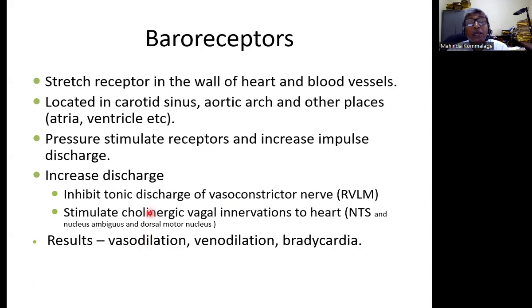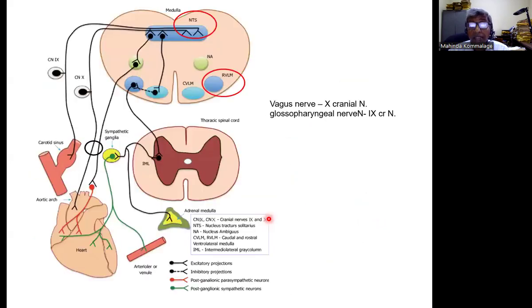So, a little bit about the baroreceptor. It's a stretch receptor located in the blood vessels in several places, and it's like a barometer. It responds to the pressure, and will increase or decrease its discharge depending on the pressure from the blood flow. Basically, it's a meter or receptor that responds to blood pressure. Right? It gives an inhibitory impulse to RVLM, and a stimulatory impulse to the cholinergic innervated nuclei that we'll call NTS. Right? So I will explain that also.